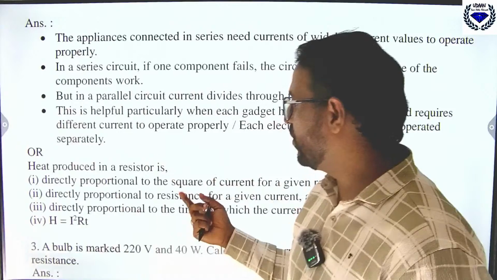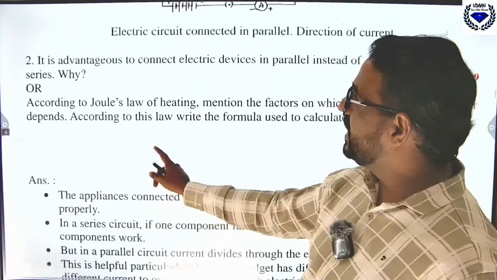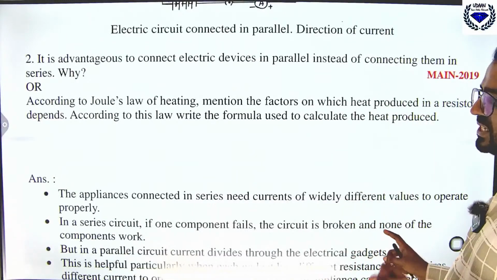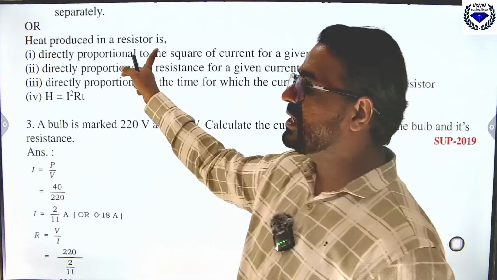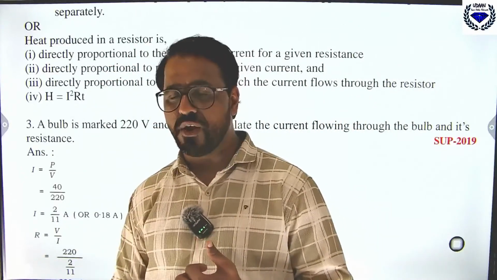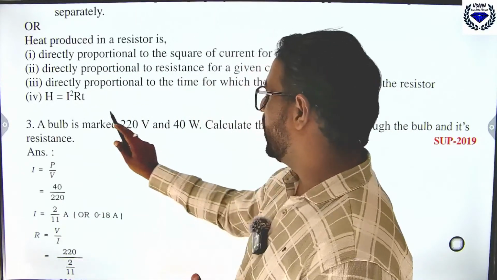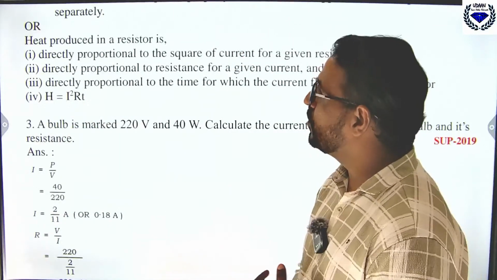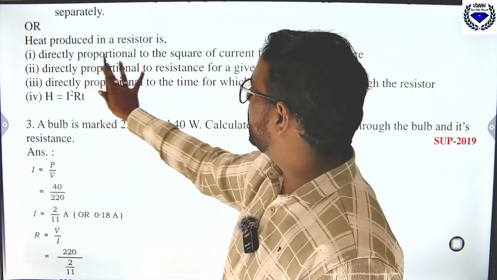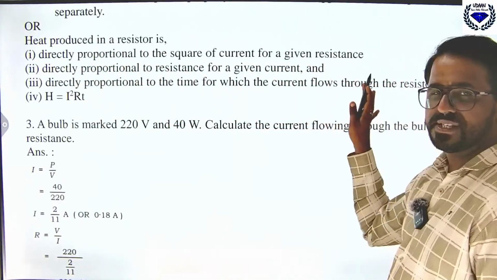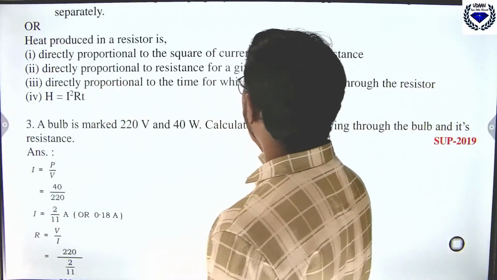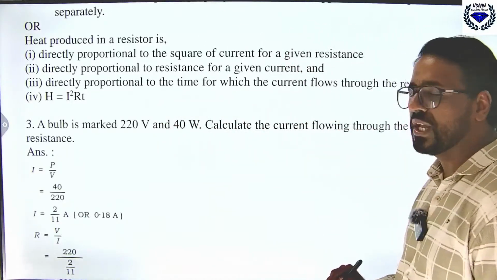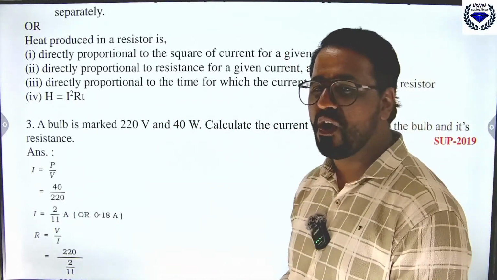Okay. So I will be moving on to the next question. Here, according to Joule's law of heating, mention the factors on which heat produced in a resistor depends. See, the heat produced in a resistor is directly proportional to the square of current. How will you remember? There is a formula, that is H is equal to I square RT. This is the Joule's law of heating formula. Heat produced in a resistor is directly proportional to the square of current for a given resistance, directly proportional to resistance for a given current, and directly proportional to the time for which the current flows through the resistor. So that is the answer for this one.